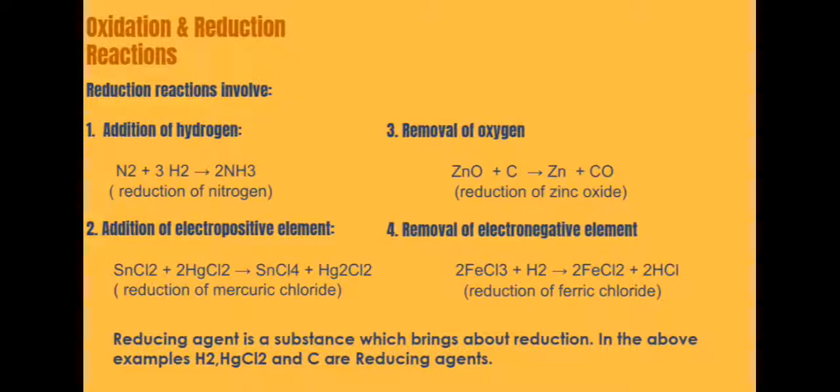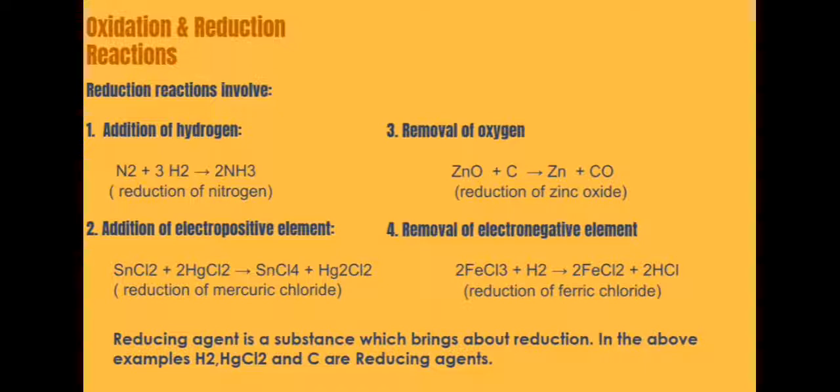The other part of the classical idea is the reduction reaction, which involves number 1, addition of hydrogen. The chemical equation shows the reduction of nitrogen. Nitrogen reacts with 3 molecules of hydrogen to produce 2 molecules of ammonia. Number 2 is the addition of electropositive element. The chemical equation shows the reduction of mercury chloride. Tin chloride reacts with mercury chloride to produce tin chloride and mercury chloride.